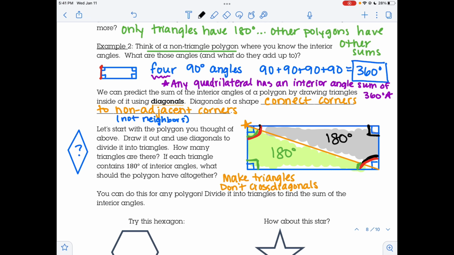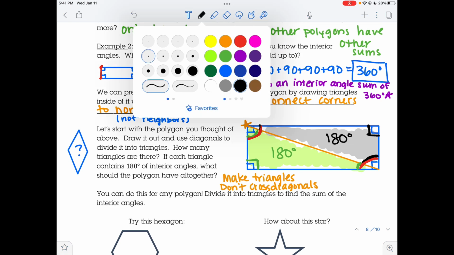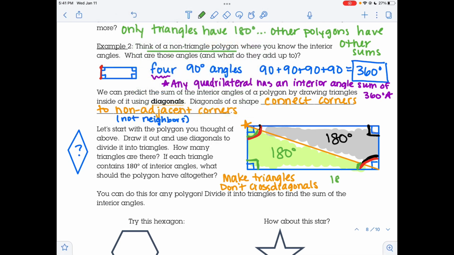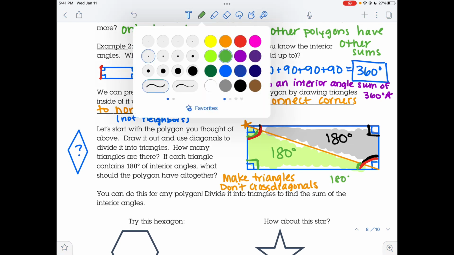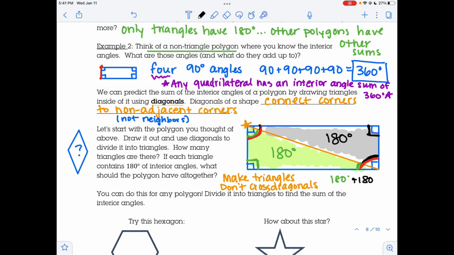So now I know that the green angles all add up to 180. The gray/black angles all add up to 180. So if I want the total, I just add those together. There's two triangles, so I have two 180s. And that's how we're going to show, with any shape, what the sum of the interior angles is supposed to be. Now, in this case, we knew it was supposed to be 360, but we've just proved it, and proved that it's going to work really for any quadrilateral.